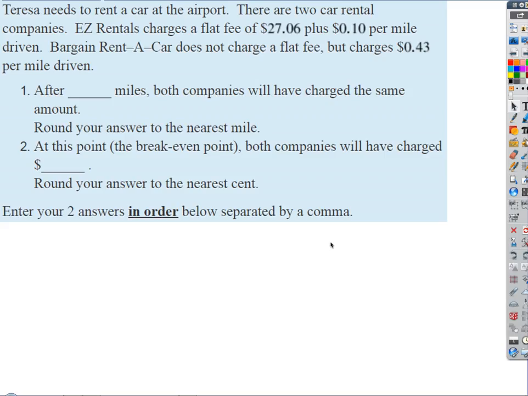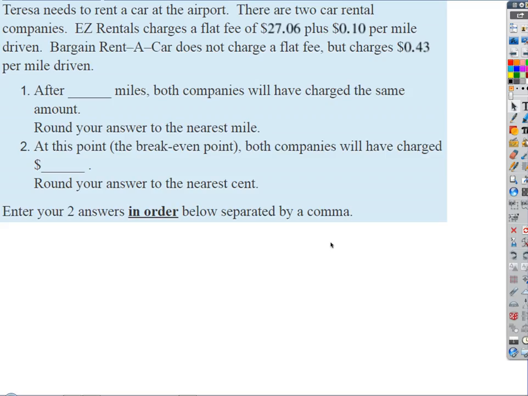And so we want to know two things. After how many miles will both companies have charged the same amount? And just round to the nearest mile. And then at this point, which we're going to call the break-even point, both companies will have charged how many dollars? And so really what we're doing here is we're going to solve for the two variables that we're going to use in the system of equations that we're going to build.